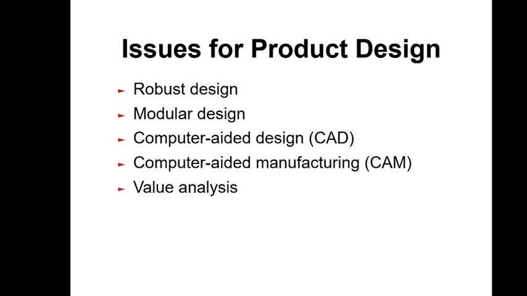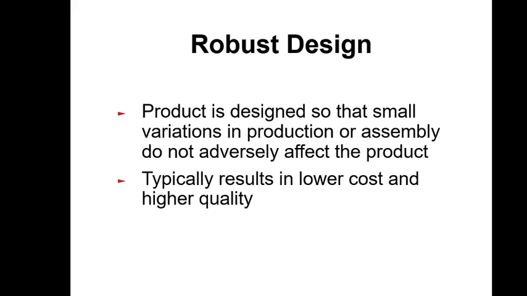The first issue is robust design, and this is the last thing that we talked about last lecture. Then modular design, computer-aided design, the CAD system, computer-aided manufacturing, which is the CAM, and the value analysis. Let's start with them one by one. The first one is robust design.